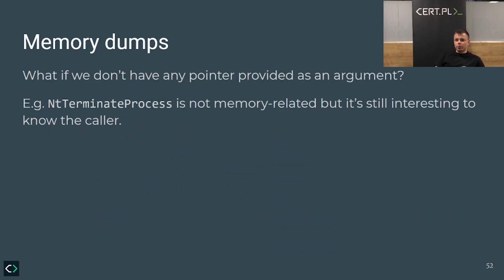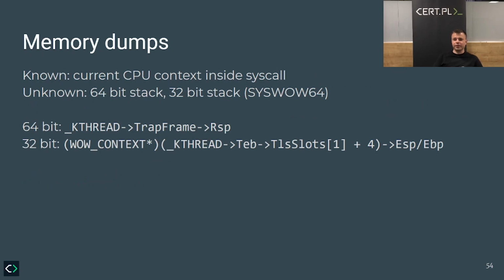So what if we don't have any pointer provided as an argument? For instance, if we want to create a heuristic based on the anti-terminate process, it's not a memory related system call. We don't have any memory related pointer passed as an argument to this system call, but it's still interesting to inspect who called the anti-terminate process system call, and the answer here is to simply perform the stack walk.